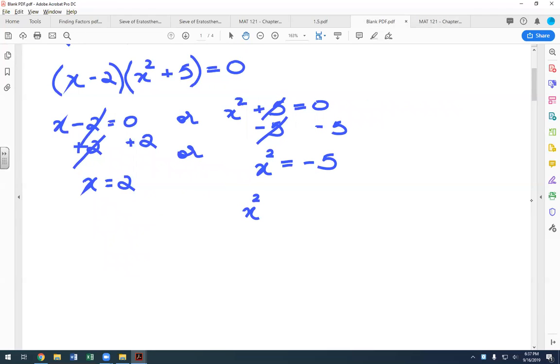So to get rid of that x squared, we'll go ahead and take a square root on both sides. What happens when we take a square root? Come on, you couldn't have forgotten.